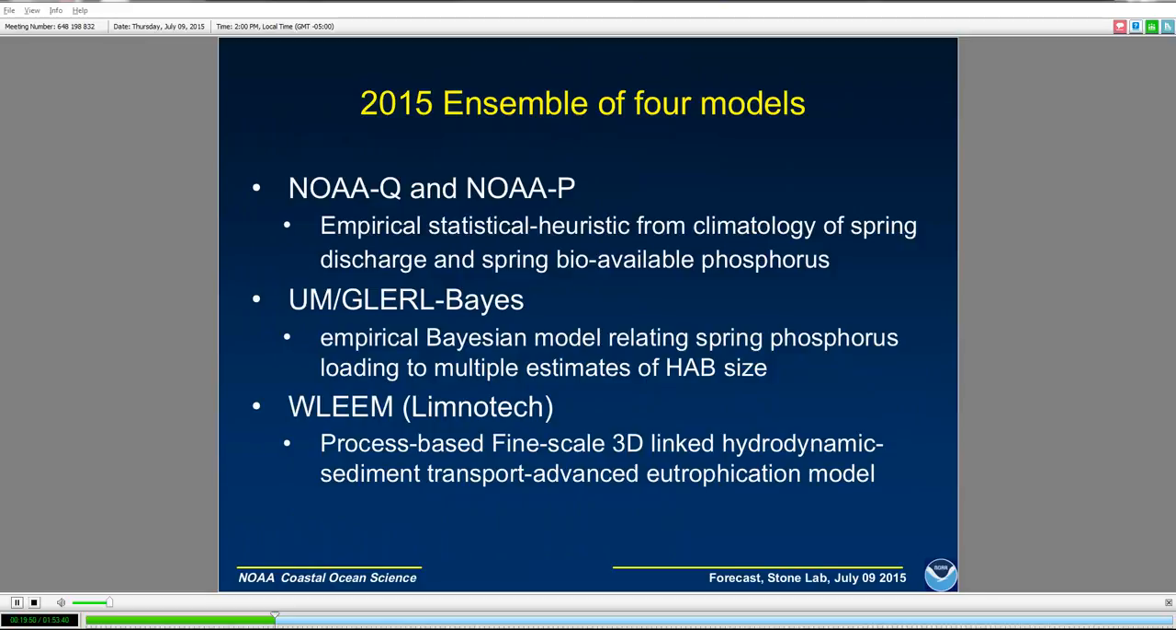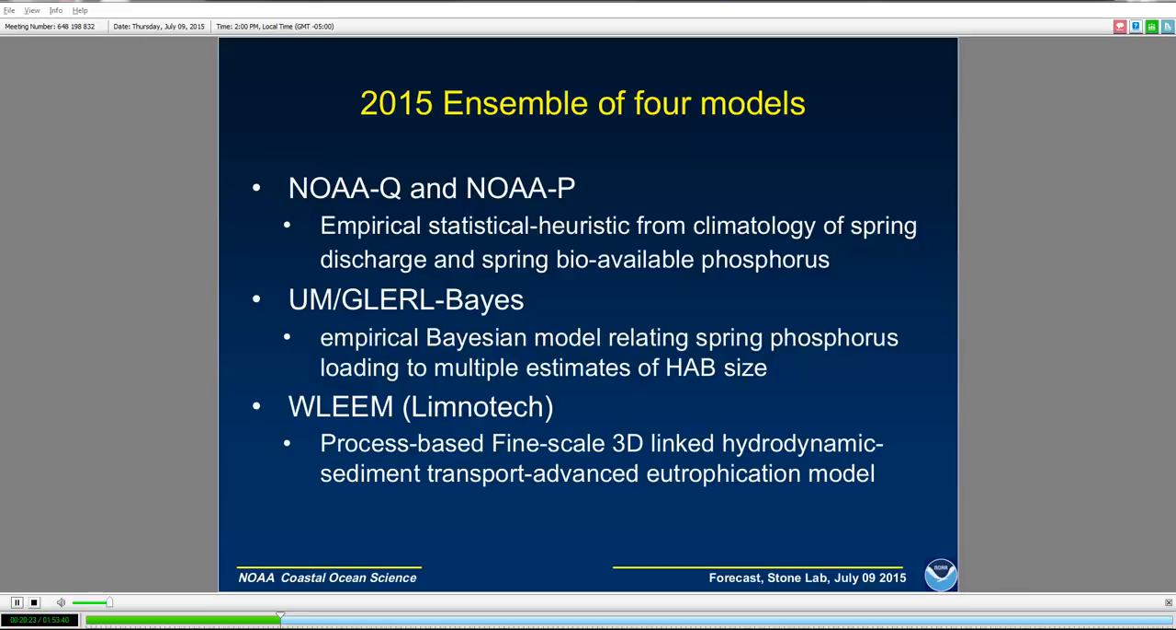From the model point of view then, we're using 4 models. We have 2, what we call the NOAA Q and the NOAA P. These use discharge. Q represents discharge in hydrographic terminology, and P is bioavailable phosphorus. There's the University of Michigan GLERL model, a Bayesian model, which draws on the phosphorus load through Bayesian techniques. And then there's the LEM model of LimnoTech, which is a full three-dimensional hydrodynamic model, a deterministic model versus a statistical model.